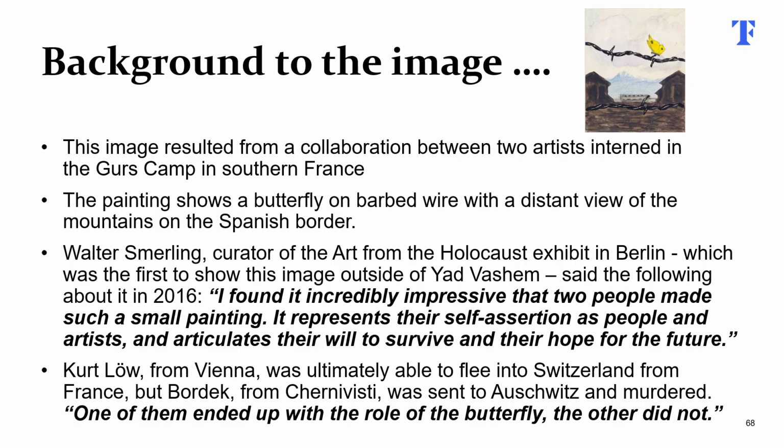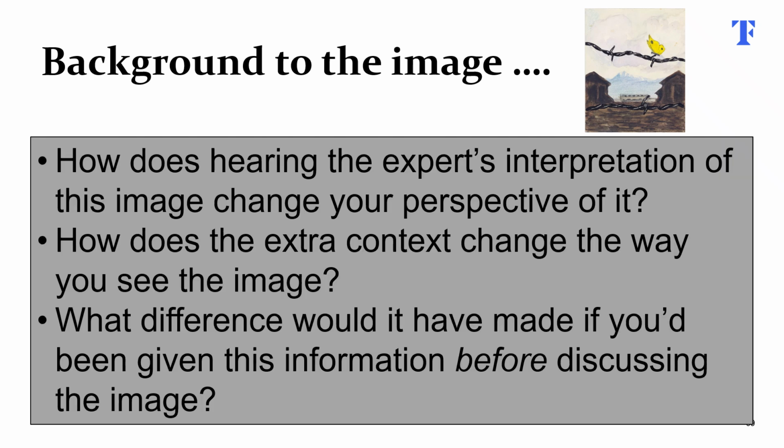And then if you pause here, you can read the background to the image that you've just thought about. You started off by looking at the image, and then you read the expert's interpretation of it. How does that change your perspective? How does the extra context change the way you see the image? What difference would it have made if you'd been given this information before discussing the image? Similar to our inference square, you can see how providing explanation and context can sometimes help with interpretation, but it can sometimes hinder it. Part of our job as RE teachers is making the judgment call about what to disclose and when.